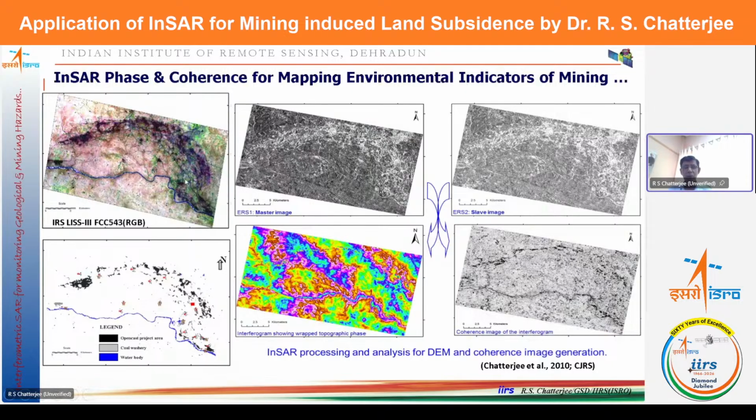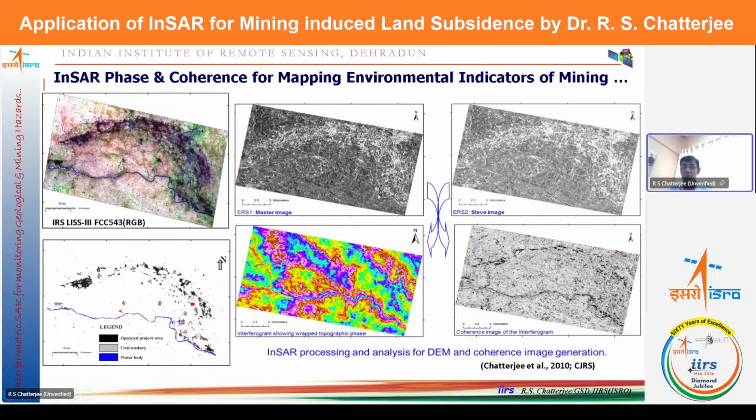But while you are going to map these overburden dumps or the coal dumps, there is a problem. Particularly in case of overburden dumps, there is spectral overlapping with other land use land cover classes. For example, settlements, rock outcrops, river sand. Similarly, for the coal dump, there is a spectral overlap with the open cast mines itself. So then we are looking for some other kind of approaches.